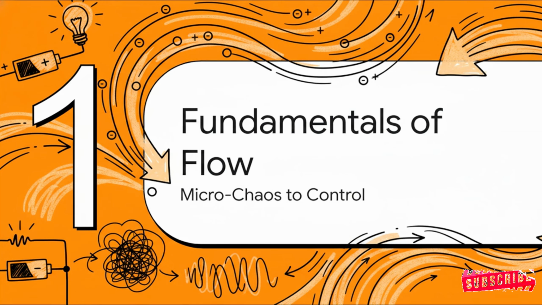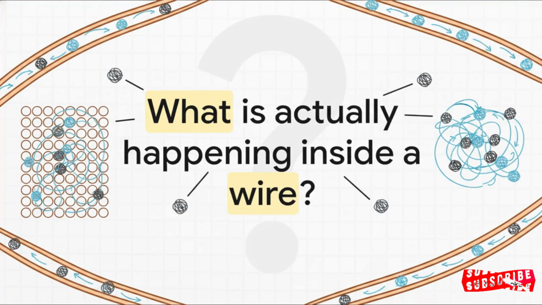All right, Section 1, the fundamentals of flow, moving from micro-chaos to macro-control. To really get this, we need to understand the microscopic why before we ever try to calculate the mathematical how. So I want you to ask yourself a basic, yet kind of profound question. What is actually happening inside a simple copper wire?